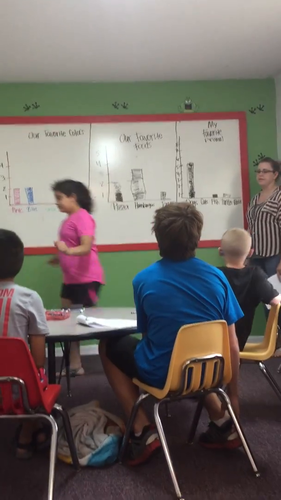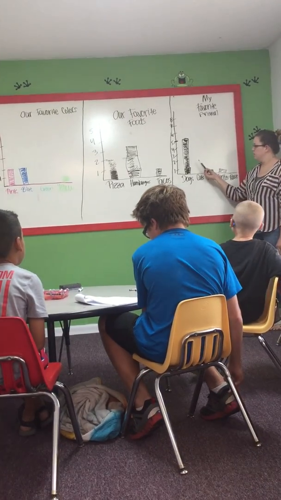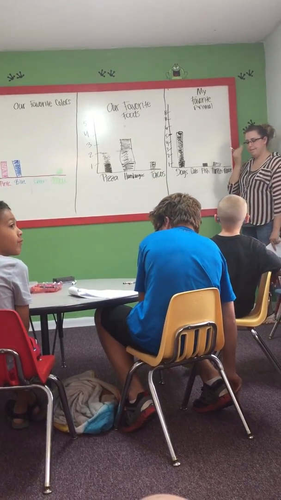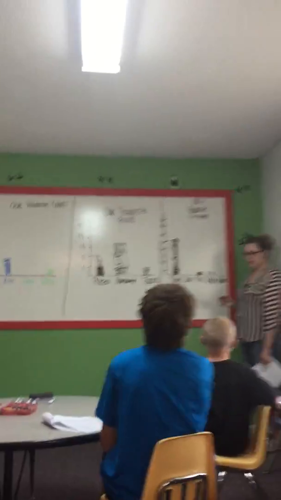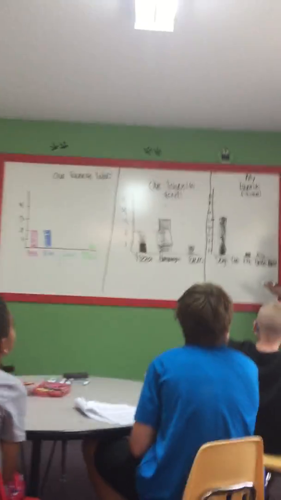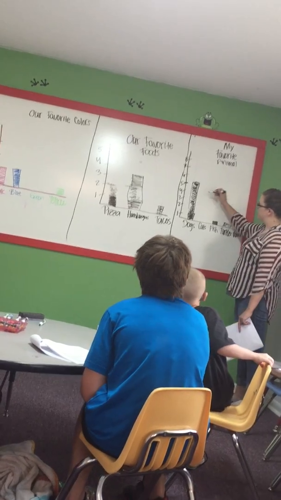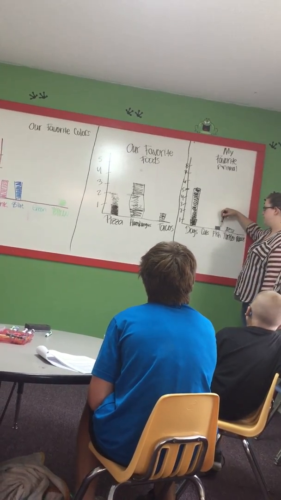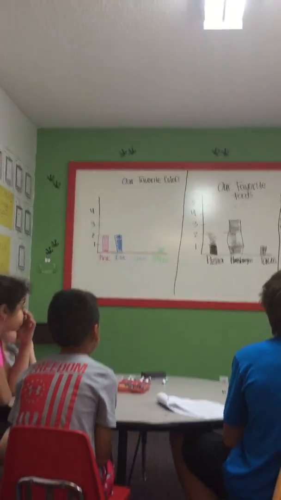So what can we tell? Jace? There are 2 people that like cats. No, there's no people that like cats or rabbits. And the other one, everybody liked 1, 2, or 3. You're right. Okay, so on this end, we can tell that more people like dogs than fish, and more people like dogs than turtles, and no one likes cats or rabbits.